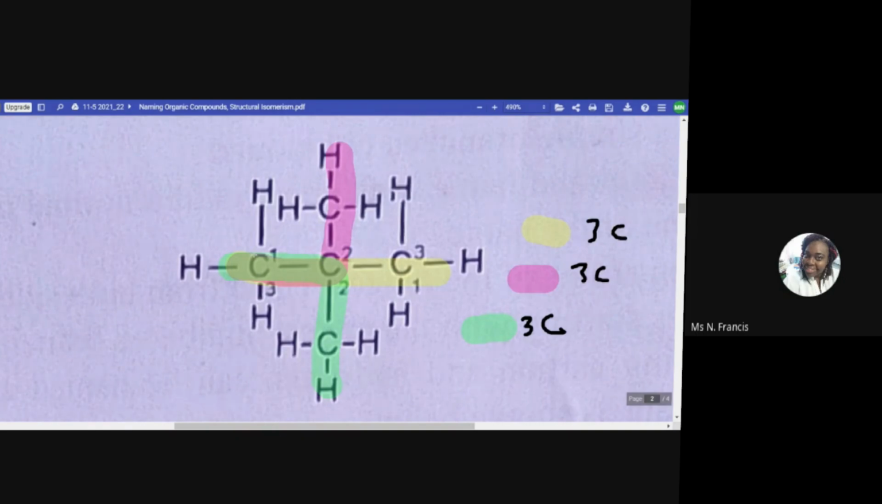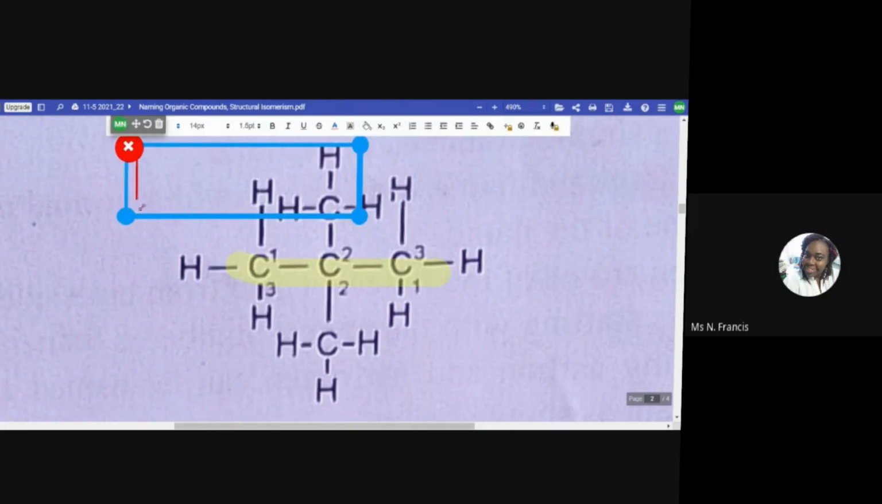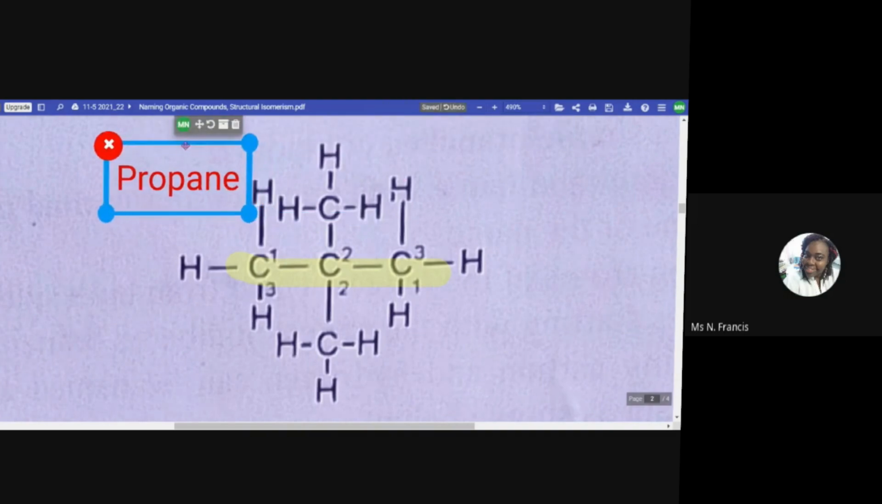Now, for ease of naming this thing, we're going to keep the yellow route. All right? So we're keeping our yellow route. Good. Because again, it's easier when you look at it horizontally, because that's how we naturally read. You read from left to right. Now, the rule says find the longest carbon chain, we just did it, and name the backbone. Our longest carbon chain had 3 carbon atoms in it. So what's the name of the backbone here? Propane. There we go. So that's the first step.